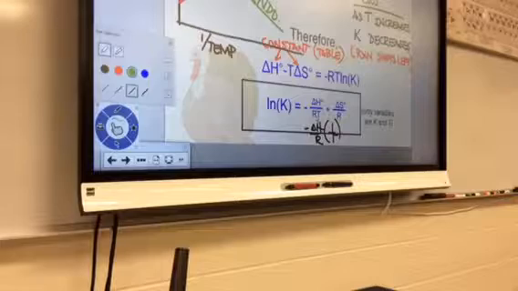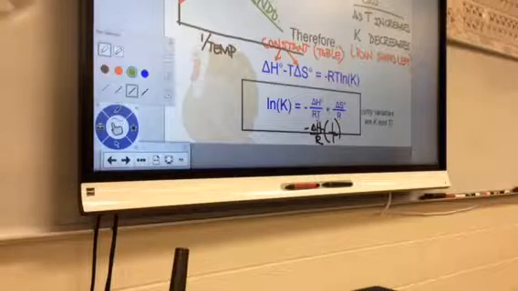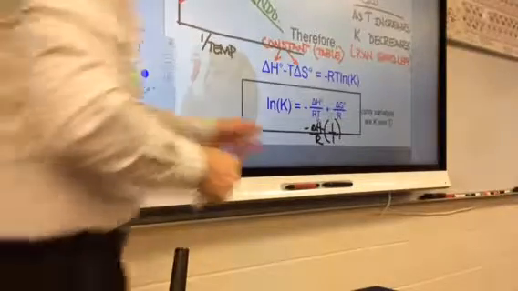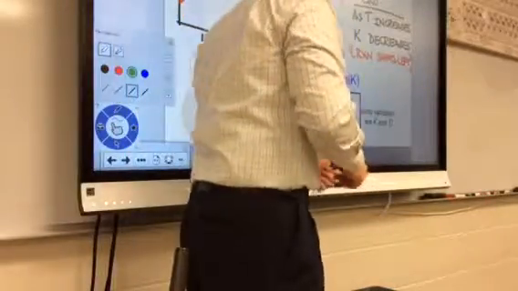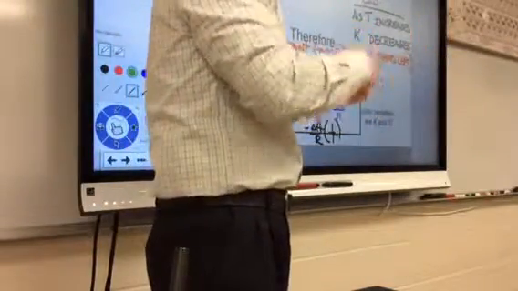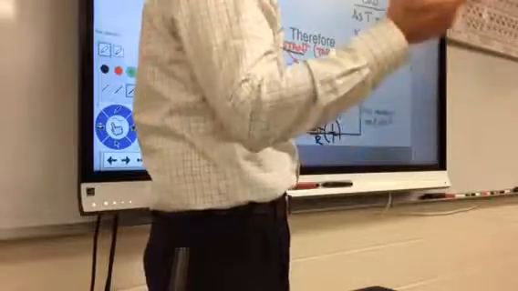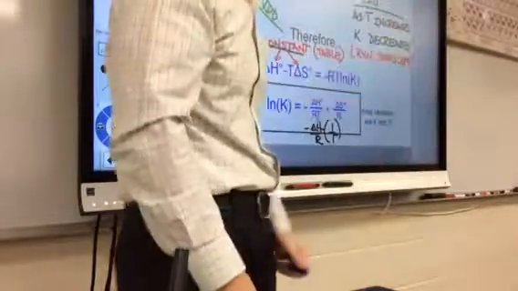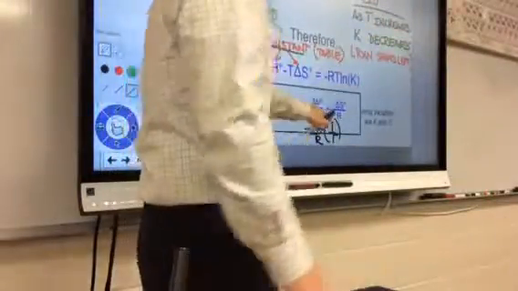In the book, there are a couple of problems about using this equation. All you have to do is plug some numbers in, and it's going to ask you, I can't remember what the question is, is it an exothermic or endothermic reaction, something like that. So you'll be able to answer the question.